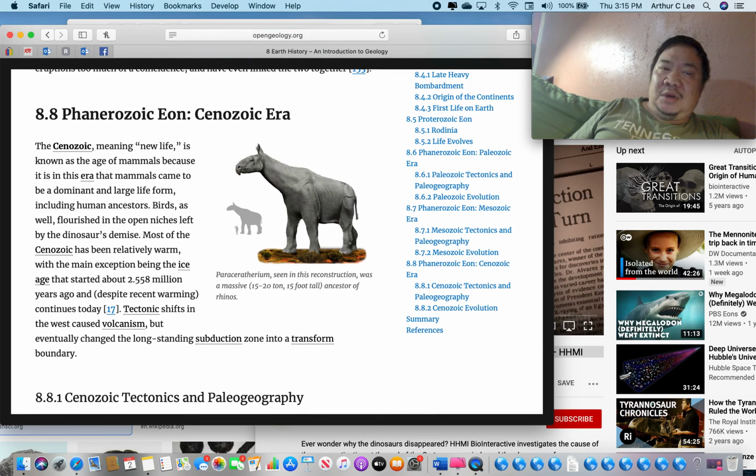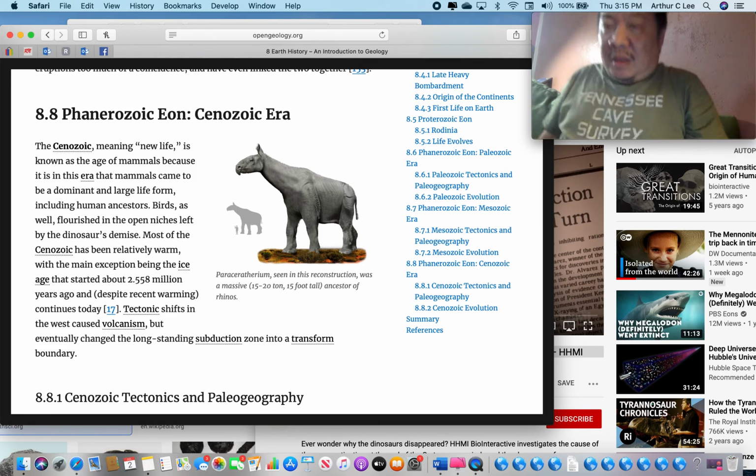What happened next was we begin our next era of time, the Cenozoic Era. Cenozoic Era goes from 65 million years ago to now. And the Cenozoic Era is called, by most people, the age of the mammals. So after the dinosaurs were wiped out, the mammals evolved to fill all the ecological niches in the world.